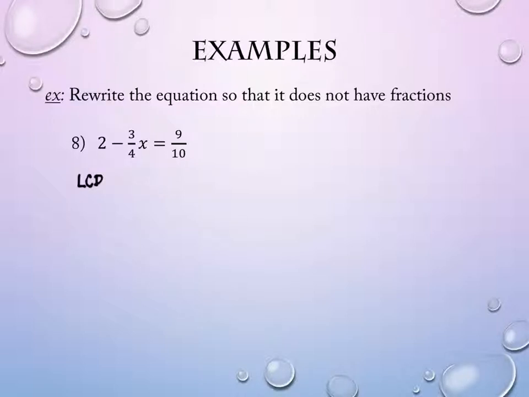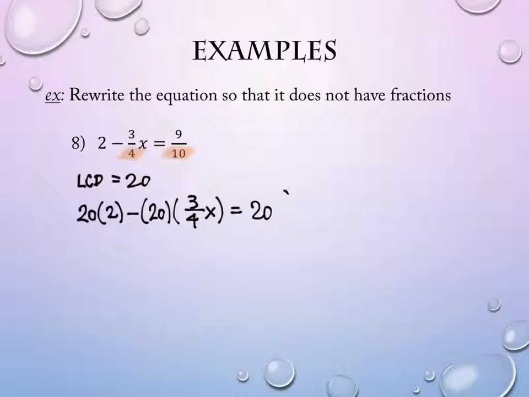So I'd like for you to consider the 4 and the 10. If I were looking at the multiples of 4, the multiples of 10, what's the first one they have in common? 20. 20 is the least common denominator. And if you don't see it, it's okay. I'm going to show you how to do the problem differently in a minute. But what I want to do is multiply every single piece by 20. So I'm going to have 20 times 2 minus 20 times 3 over 4x equals 20 times 9 over 10.